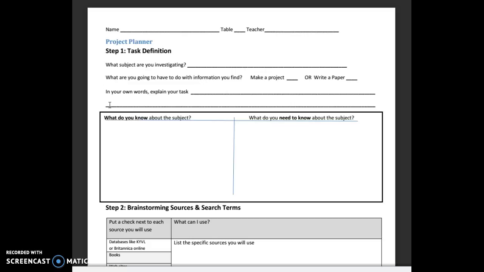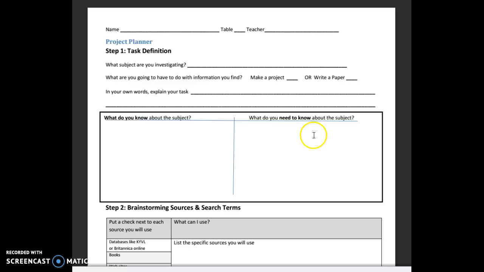From this, you need to make a detailed T-chart. And on this T-chart, first you're going to have what you know. If you can come up with 3 or 4 things that you know for sure about this subject, that would be awesome. On the other side, you need to come up with what you need to know. So these are questions that you want to learn more about. It's a good idea to come up with about 5 good questions that you want to know more about. Usually these are the who, what, when, where, and why questions, so come up with those that go along with your topic.